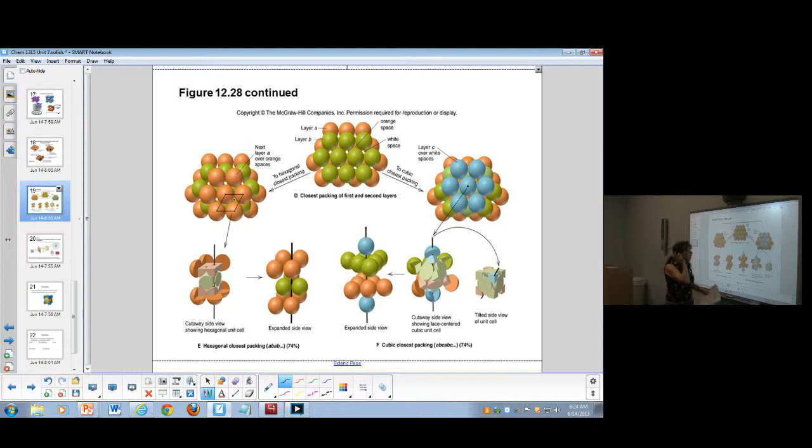Then, one more complication on packing is the way these things get close packed. This is called the hexagonal closest packing, and this one is called the cubic closest packing. In this case, we have some space left between them, and in this case, we don't have any space left between them.